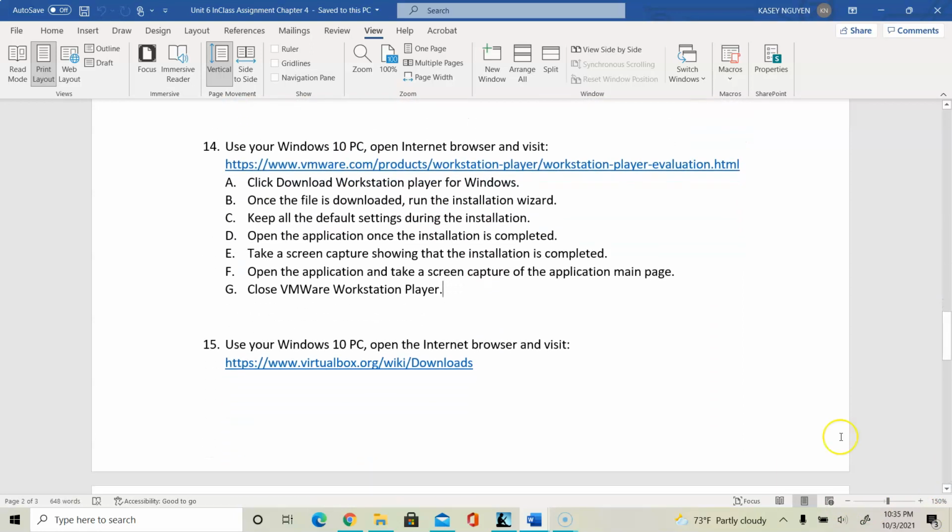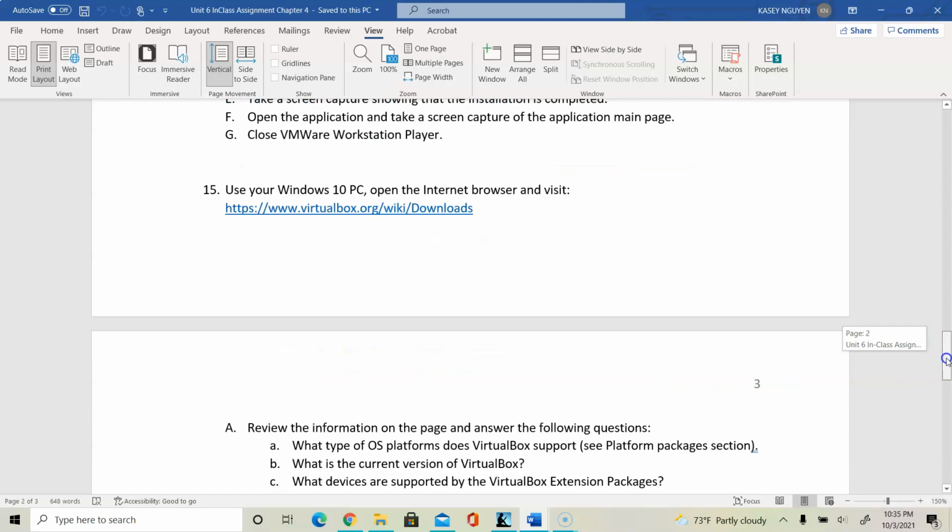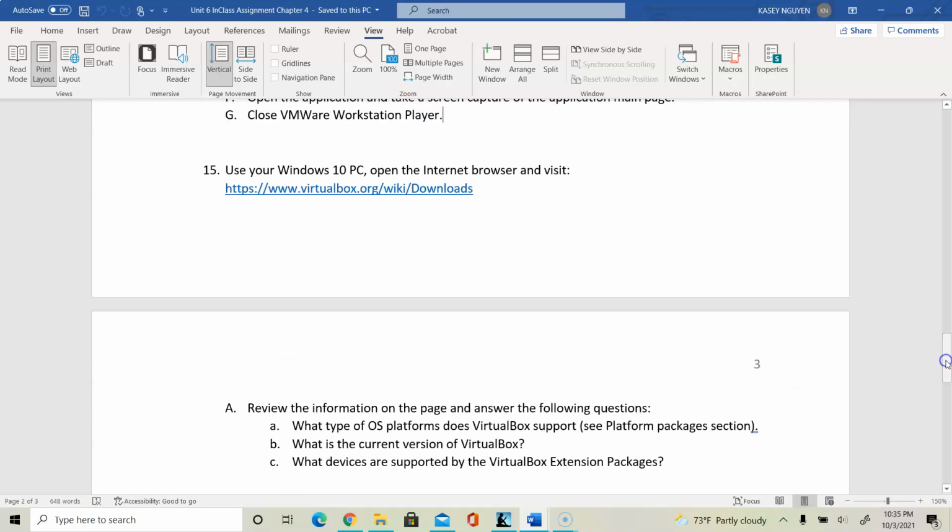Now for 15, you can use the internet browser to look up what VirtualBox is. Once you visit this website, make sure that you answer these questions. It asks what type of OS platform it supports. Can you install it on Mac OS, Linux, or Windows, and so on? So make sure you look at the different types of OS you can use it with.